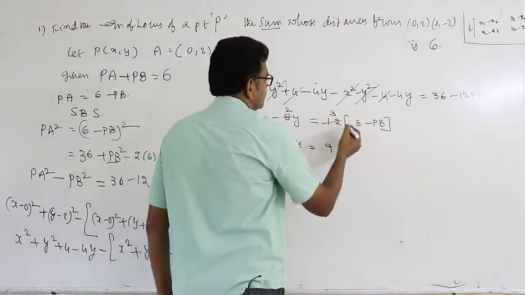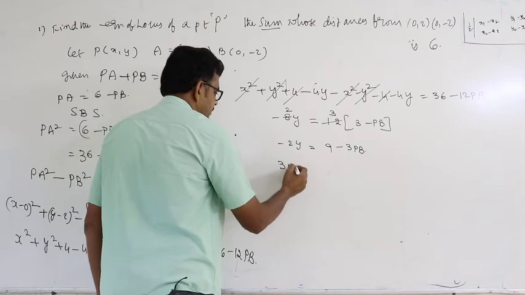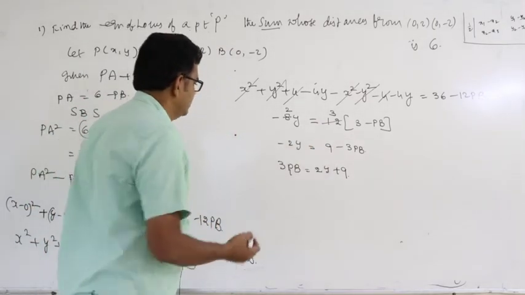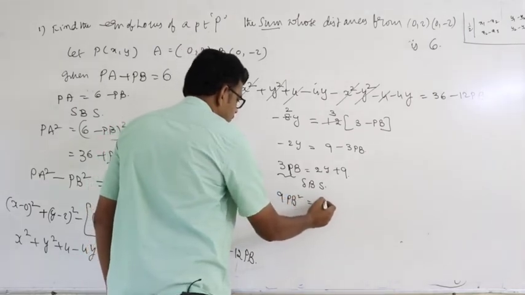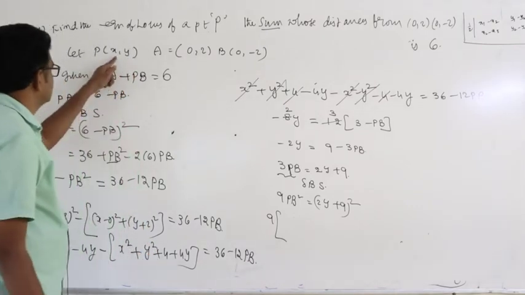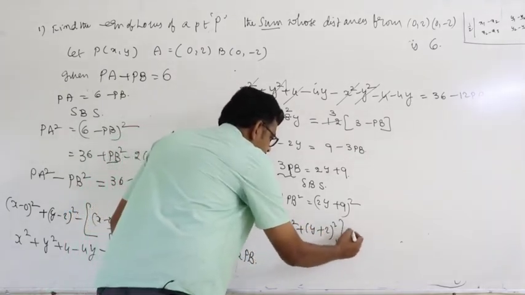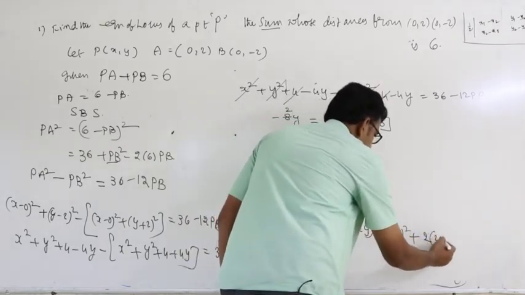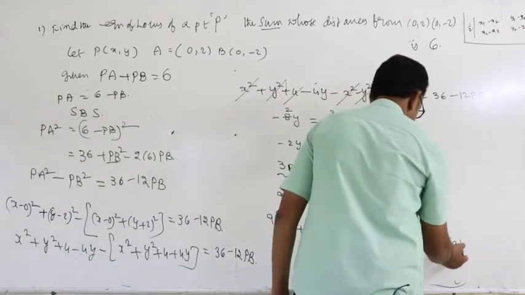9 minus 3PB, multiplying with 3. Take this side, 3PB is equal to 2y plus 9. Again squaring on both sides, this becomes 9PB square is equal to 2y plus 9 whole square. That is 9 into PB square, distance form, x comma y, where B is 0 comma minus 2, x square plus y plus 2 whole square, equal to a square plus b square plus 2ab, 2 into 2y into 9. Just write down.